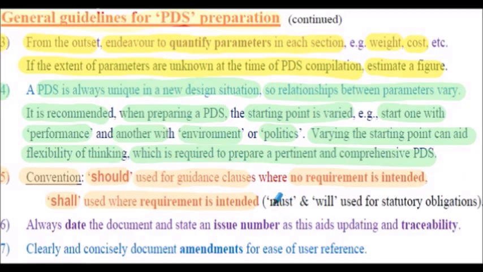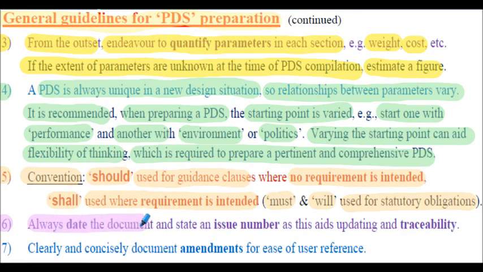Just as background, the terms must and will are avoided from product design specifications. They tend to be used for statutory obligations. So try and specifically avoid the use of must and will from your PDSs. We should always date the document and state an issue number, as this aids updating and traceability. We need to always ensure we're working to the latest issue of the PDS.